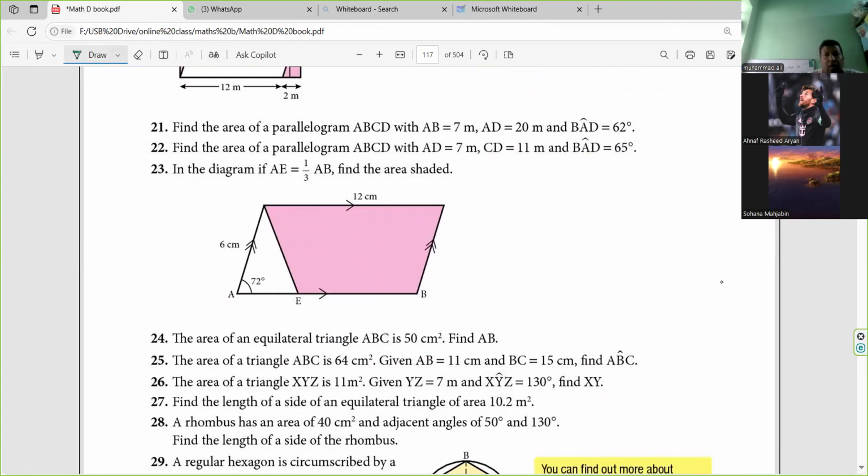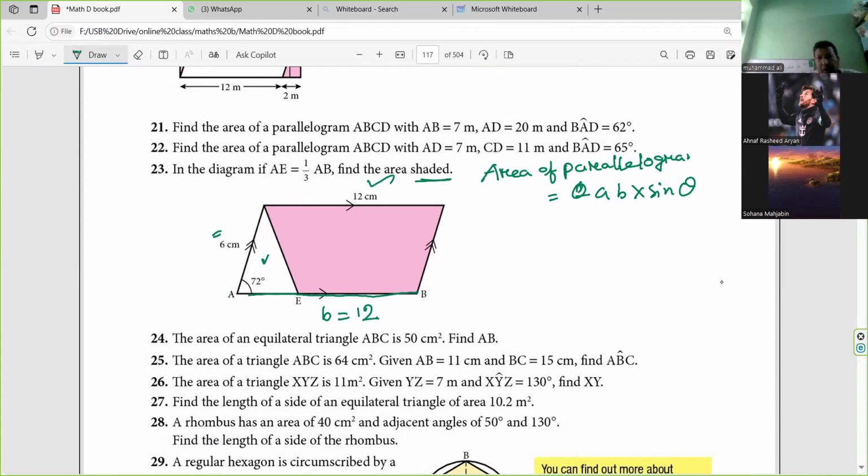Okay, like this one. If you want to find out the area of the shaded region, at first you have to find out the area of the parallelogram. What is the formula? Half into, no, not half. This is A and that one is B. The whole thing is B. A into B into sine theta, right? If this is 12, this is also 12. The whole thing is 12. So you can write here 6 into 12 into sine 72 degree.